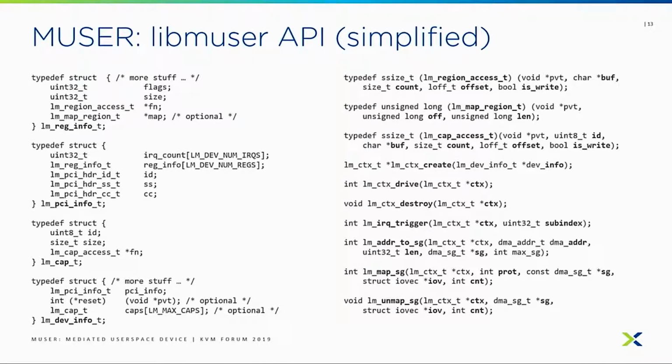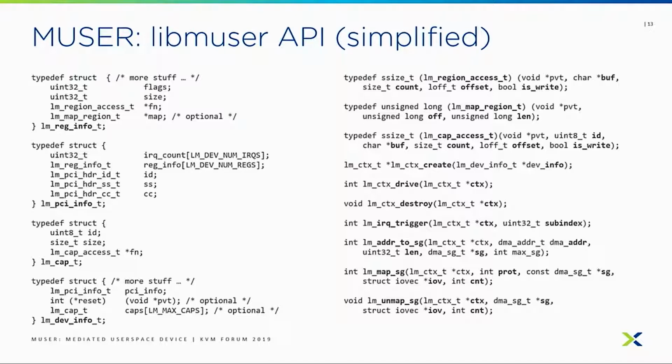In the same struct, PCI info, we also declare the absolute bare minimum PCI information we need in order to emulate a device, which is the vendor and device ID, class code, etc. We also specify the number of IRQs for each IRQ type our device supports. We can also provide PCI capabilities. We only need to specify the ID, size, and a callback function for the capability. The content of the capability itself is maintained by the device emulation.